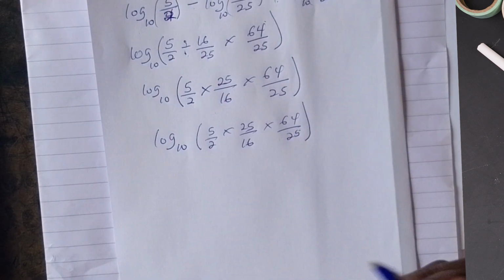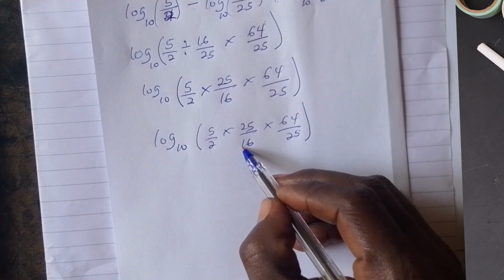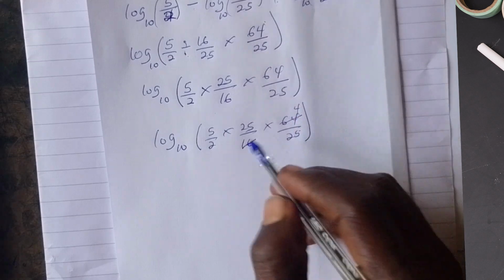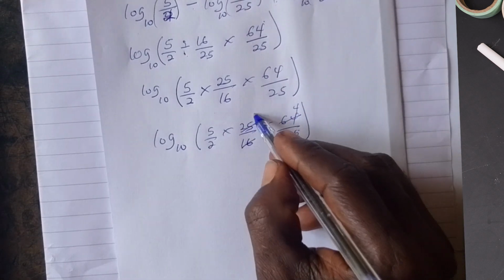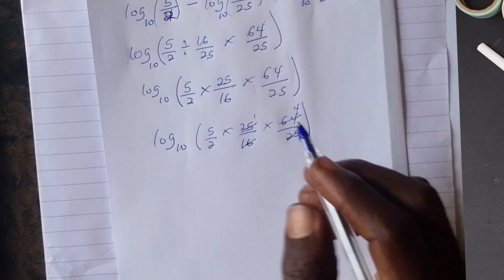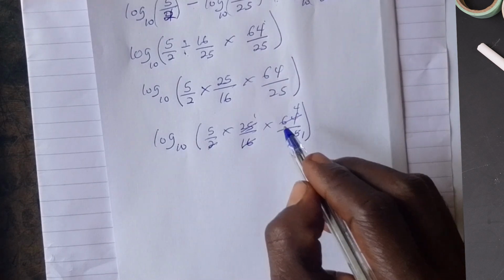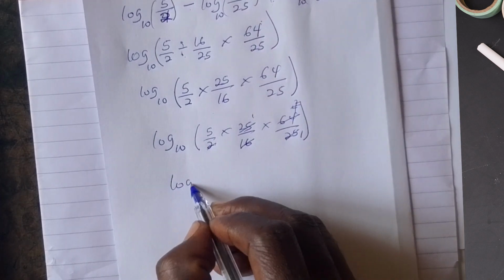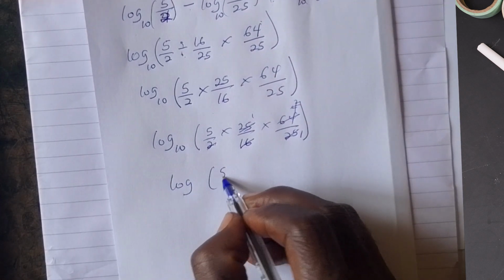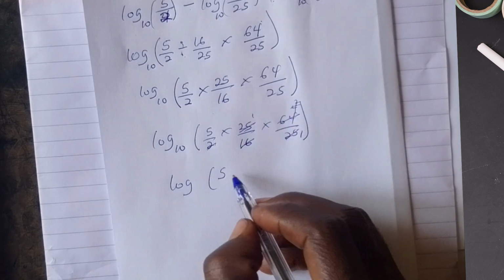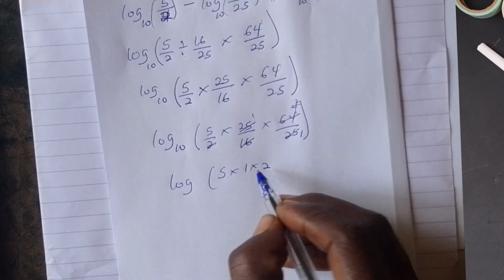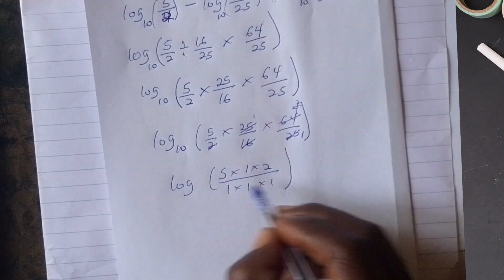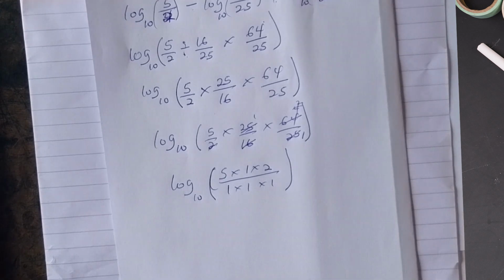We cancel out. 16 can go into itself 1, can go here 4. 25 can go here 1, goes here 1. Then 2 can go into itself 1, then go here 2. What is left? Log 5 times 1 times 2 times 1 times 2 all over 1 times 1 times 1, all to the base of 10.